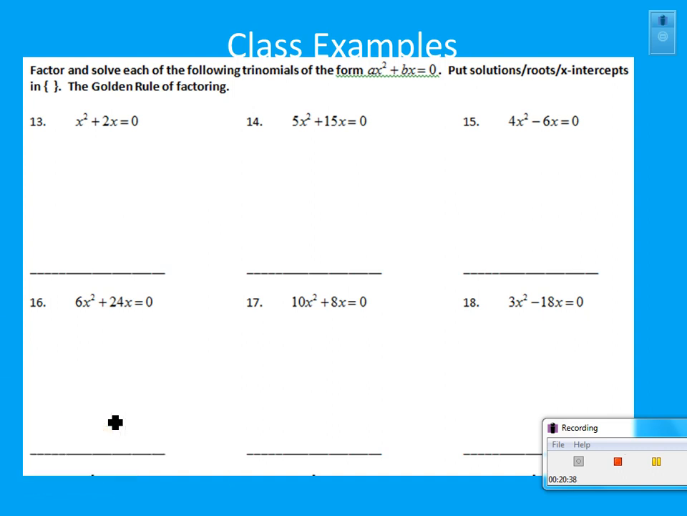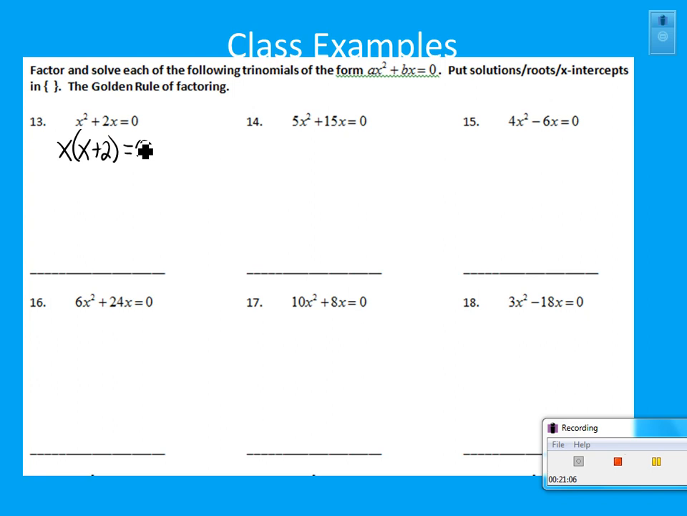Here goes the first one. I'm going to give you x squared plus 2x equals 0. Look at it and see what they have in common. Well, the only thing they have in common is an x. So we're going to factor out an x. And then what's left if you take an x out of each term? Well, there's an x plus 2 left over.